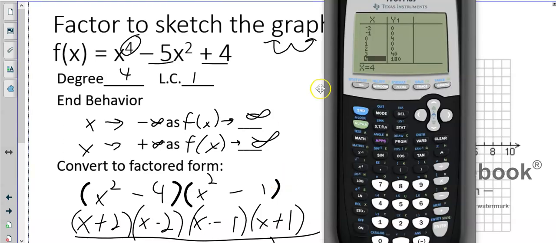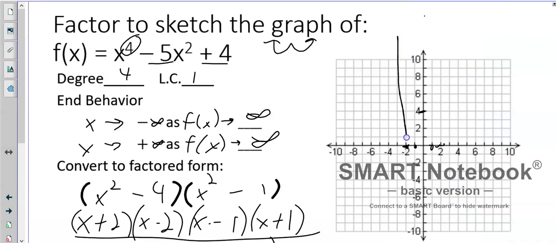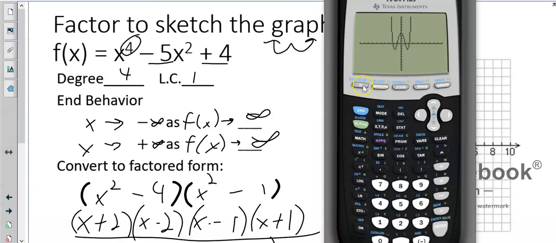So again, let's look at what it looks like and just generally sketch it. So it comes down, it's like that, goes down. Okay, just for practice real quick, since we've done it before, let's just see what one of the minimums is. So second calculate trace. We're just going to see. We're going to go left side of it here, hit enter. Wow, I don't know. Don't know what happened there. Go to the right side of it.